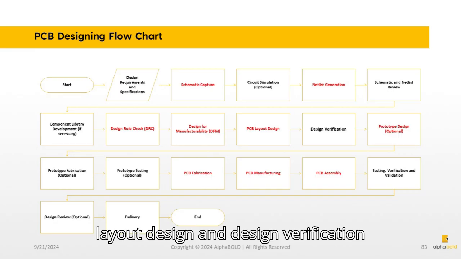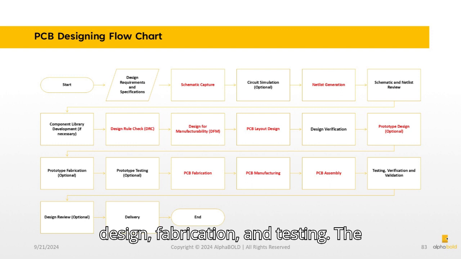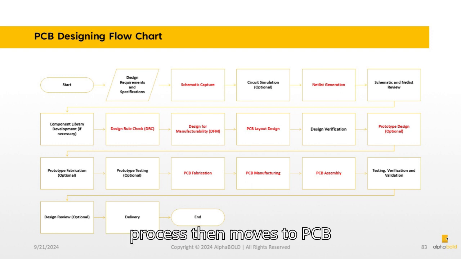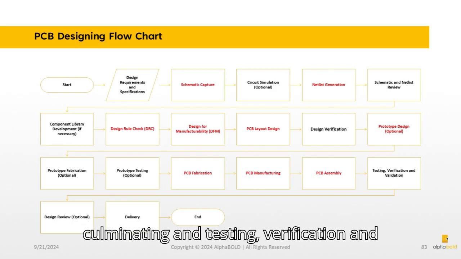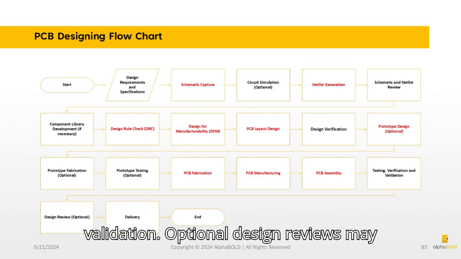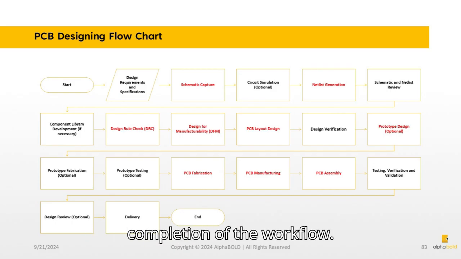PCB Layout Design and Design Verification come next, with optional prototype design, fabrication, and testing. The process then moves to PCB Fabrication, Manufacturing, and Assembly, culminating in testing, verification, and validation. Optional design reviews may be conducted before delivery, marking the completion of the workflow.